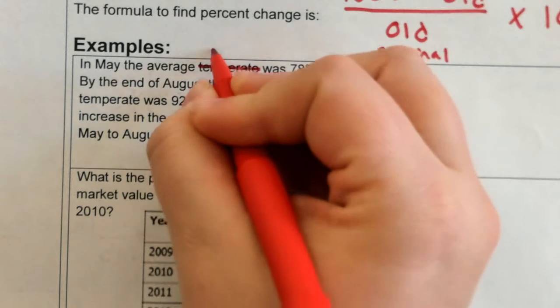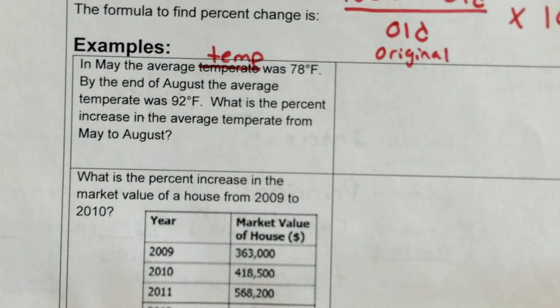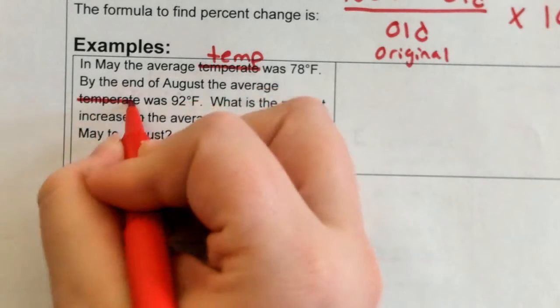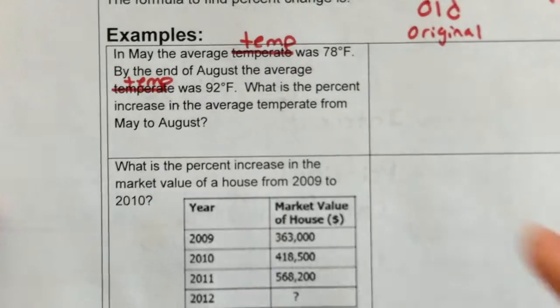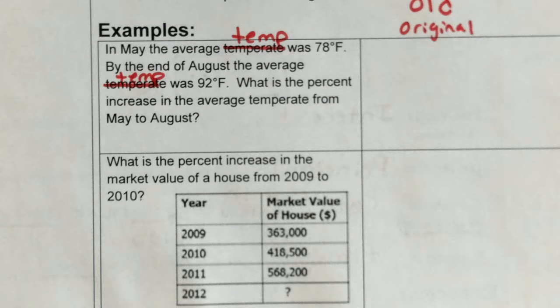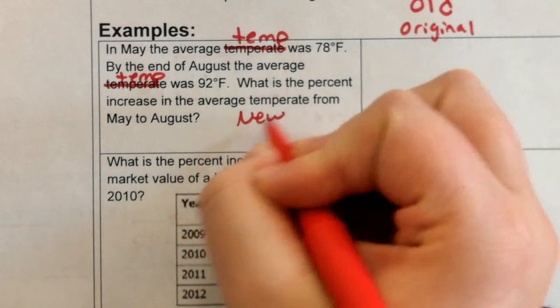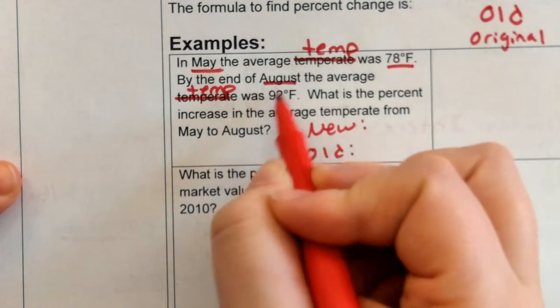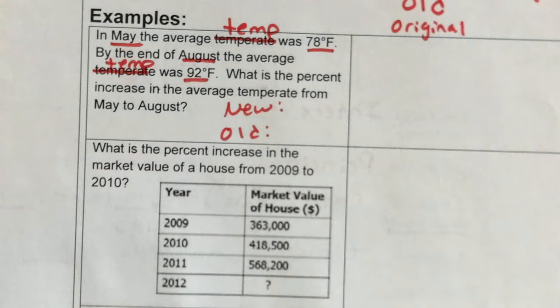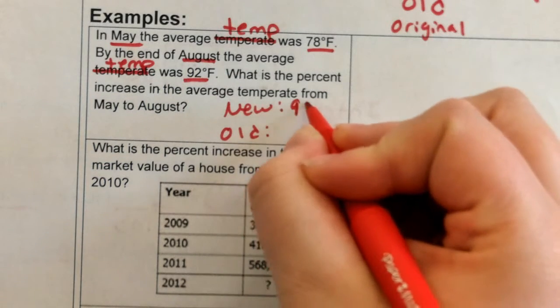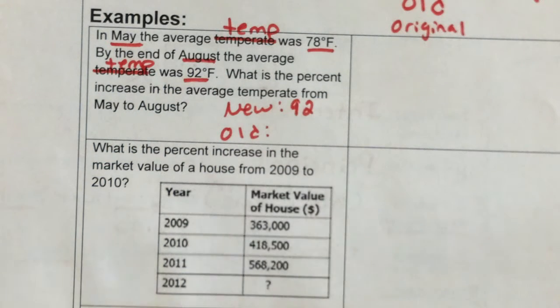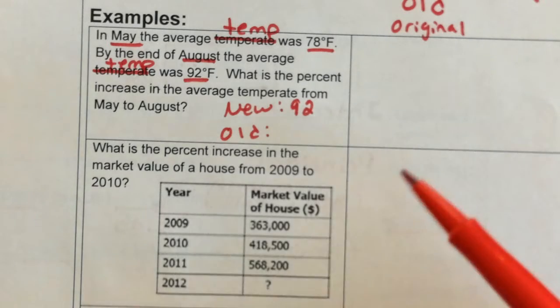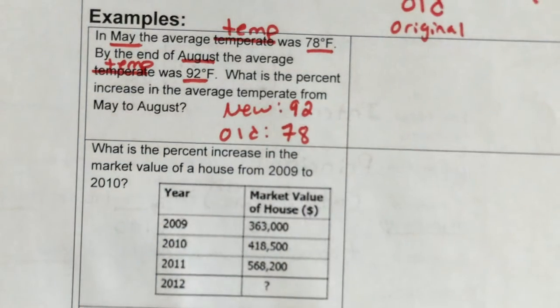In May, the average temperature was 78 degrees Fahrenheit. By the end of August, the average temperature was 92 degrees Fahrenheit. What is the percent increase in the average temperature from May to August? So let's think about it. We have a new and an old. Between May and August, which one would be the newer value? That would be August, or the 92 degrees Fahrenheit. Okay? If you think about it, new is the one that comes after. August comes after May. That means that our old value is 78.